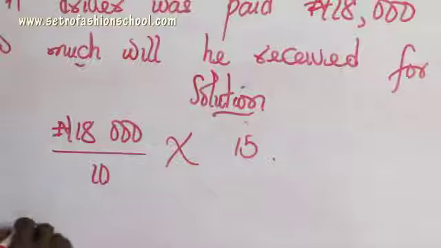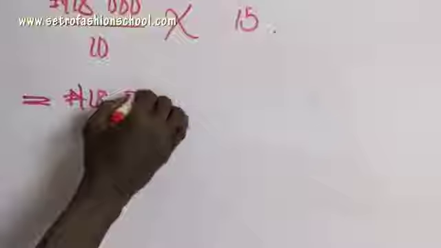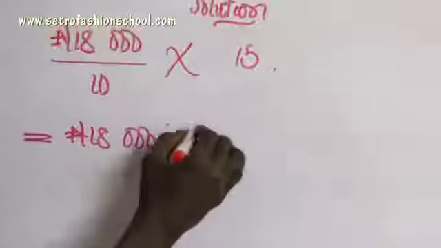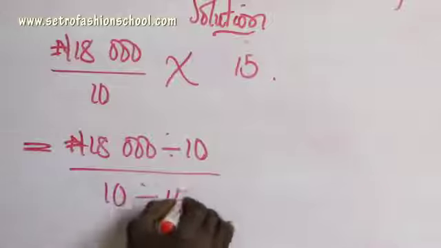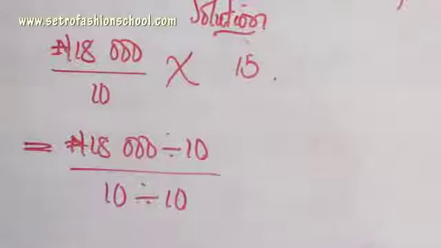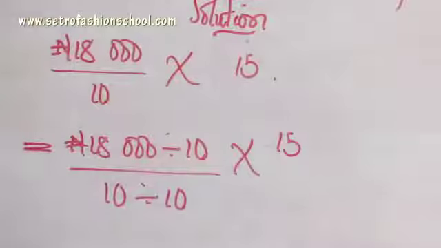So, our next step now will be 18,000 divided by the common factor, all over 10 divided by 10, which is the common factor. These are the common factors. Times, you will still have to leave this alone beside it.